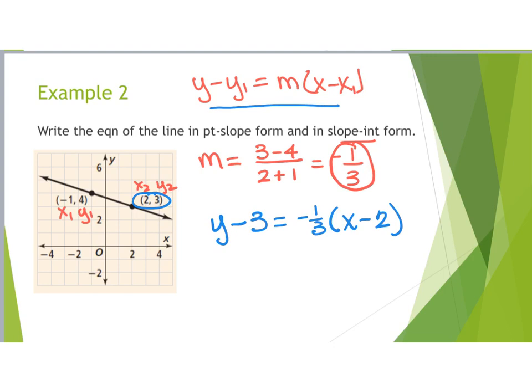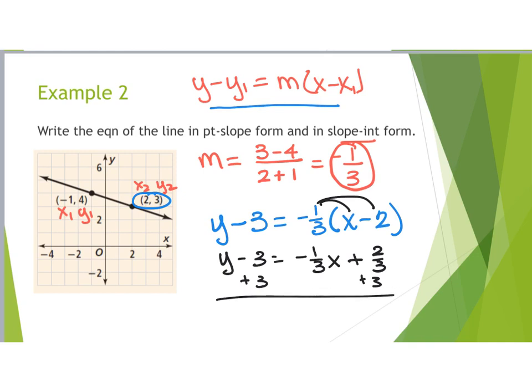And now I'm going to simplify. So here I have y minus 3. I'm going to distribute, so this is a negative 1/3 x. Negative 1/3 times a negative 2 gives me a positive 2/3. I'm going to add my 3 to both sides. So this is going to give me y equals a negative 1/3 x. Really, I have 2/3 plus 3. So my common denominator is going to be 3.